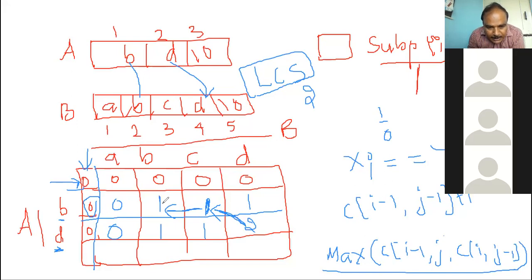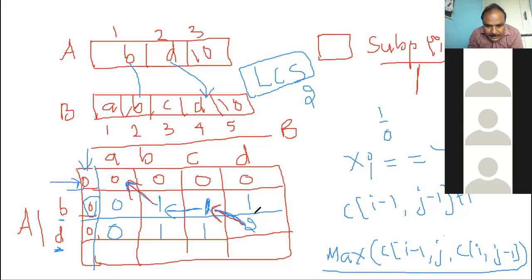Next, how did we get this 1? Diagonal element. Yes, diagonal. So put an arrow mark here. What does this arrow mark indicate? You are moving up, so there is a match here. Here is a match.